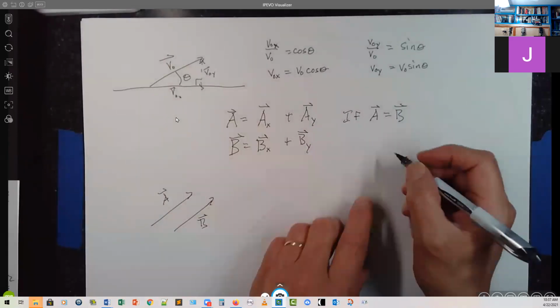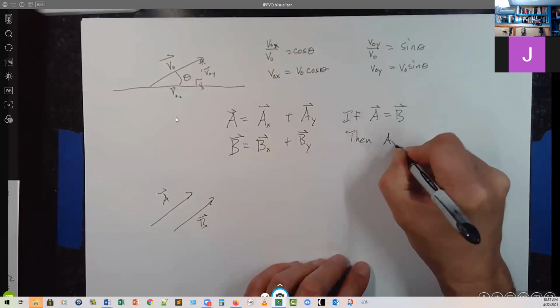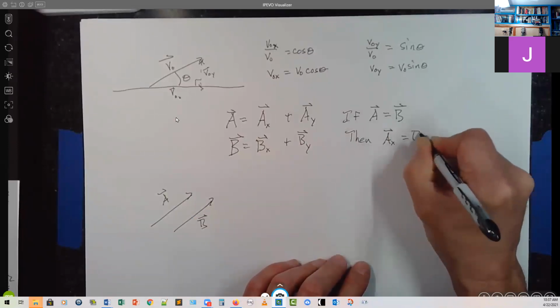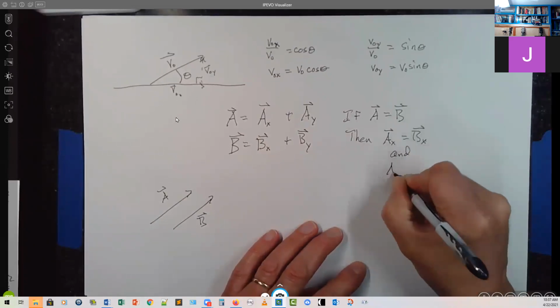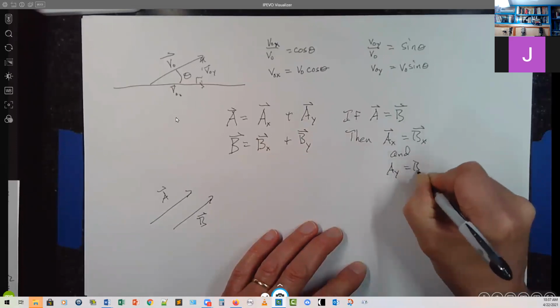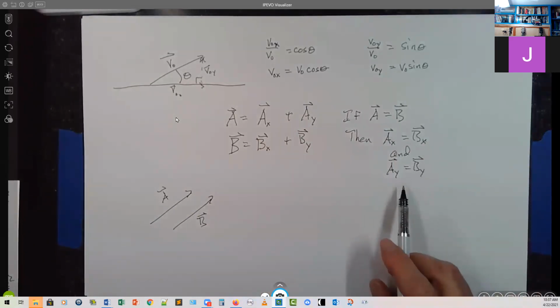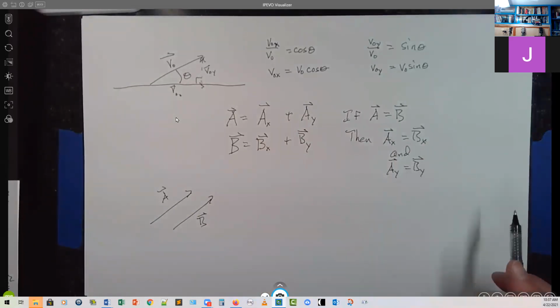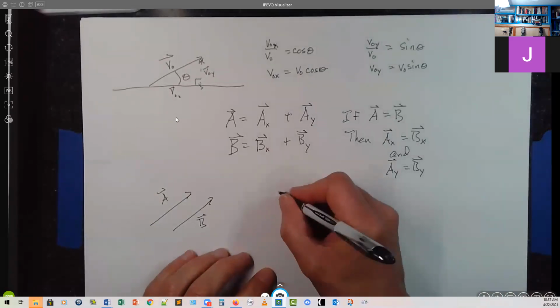But if that's the case, then this is the other property of the vectors. It means that A sub x will equal B sub x, and A sub y is equal to B sub y. Sometimes we can convert these vector equations into scalar equations. And I think I am going to have to introduce the idea of a unit vector, but first, multiplication of vectors.